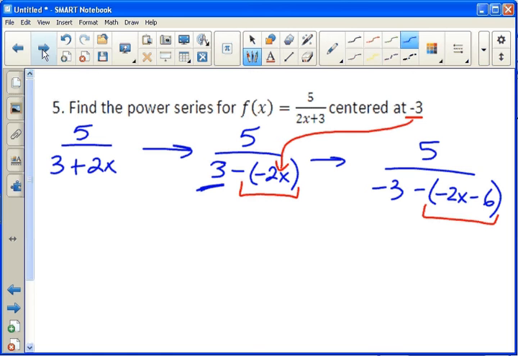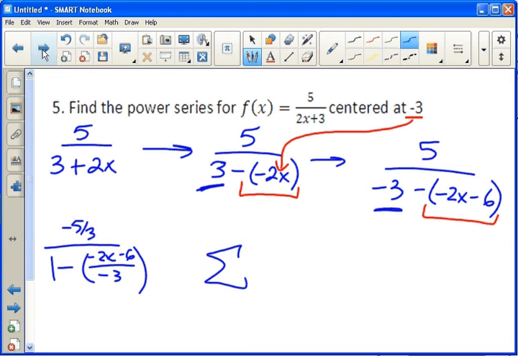So on top I get -5/3 over 1 minus -2x minus 6 over -3. Now I'm finally in the geometric form a over 1 minus r, and I can rewrite this as a power series where I put a in front, and I have r raised to the n. You're welcome to leave your answer like that. However, since everything inside the parentheses is negative, you can actually change them all back to positive and write it this way as well.